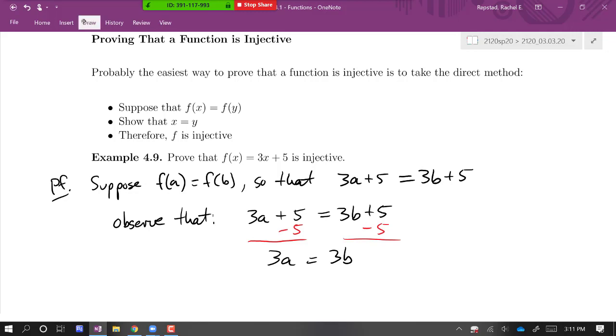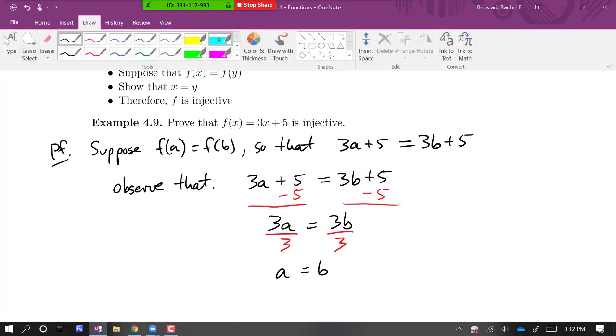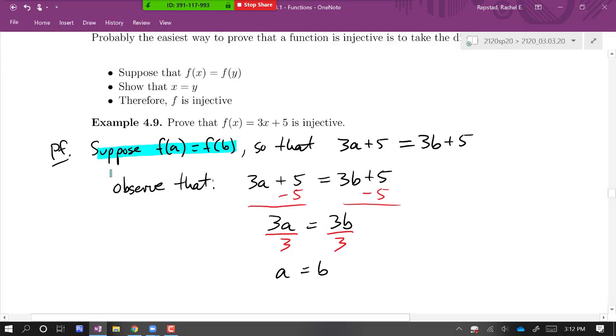Now I could divide by 3. Again, we say that that's an injective operation. If I take a real number and I divide it by 3, there's only one possible output I'm going to get. 1/3 of a particular number, there's only one value. There's no ambiguity in what I'm going to get. So if I divide by 3, then that forces us to conclude that a is equal to b. So look, we said suppose f of a is equal to f of b, and then we concluded that a is equal to b.